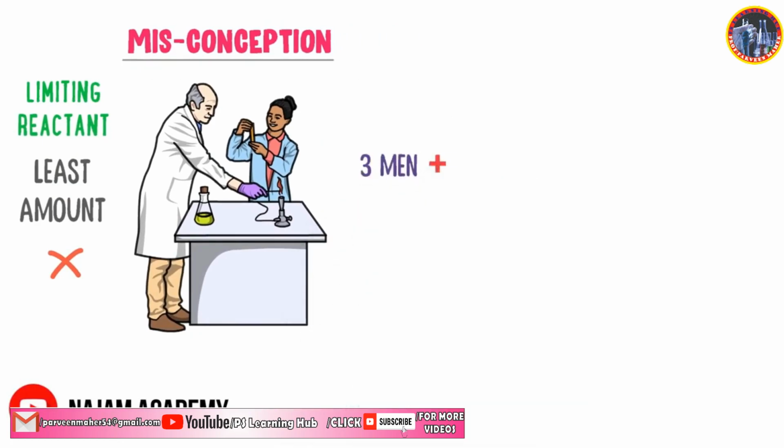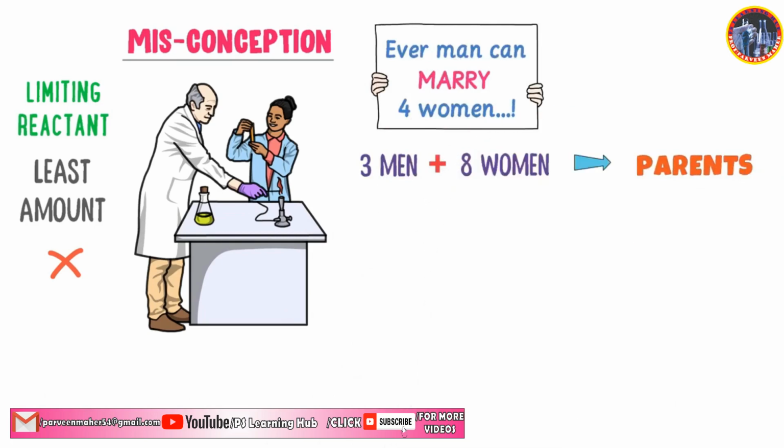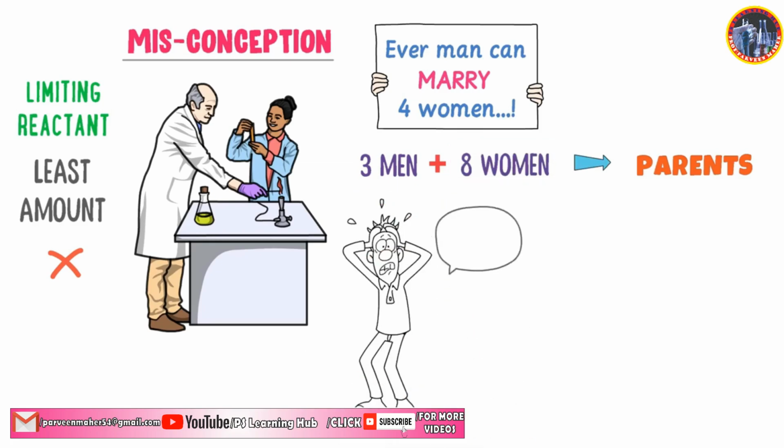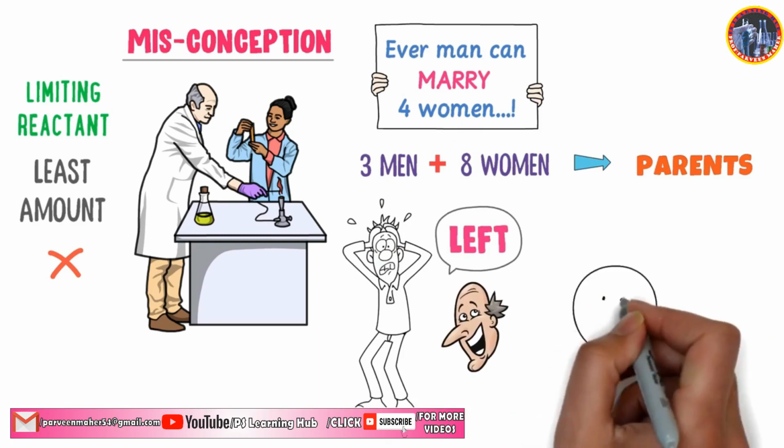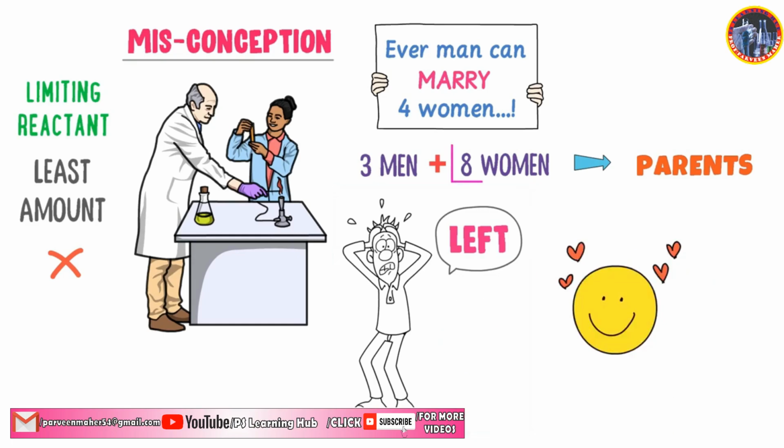For example, consider 3 men and 8 women. Now every man is permitted to marry 4 women. So the 2 men will marry 8 women and one person is still waiting. Believe me, I laughed a lot while writing this script and especially I feel sympathy for this unlucky man. Thus here all the women are successfully married. Hence being greater in amount, they are still limiting reactants. And men being lesser in quantity are still excess reactant. Therefore remember this important concept about limiting reactant.